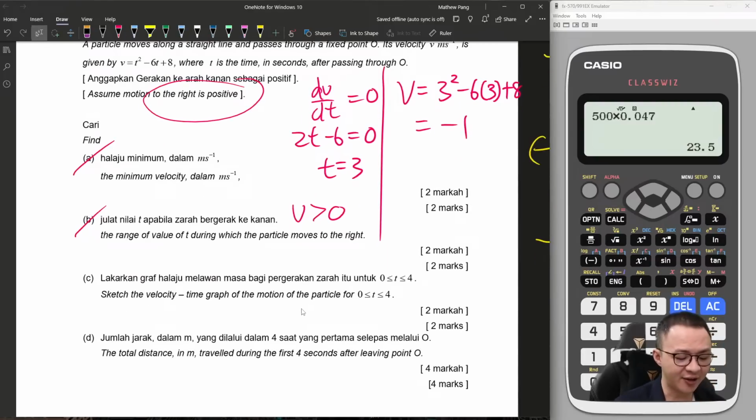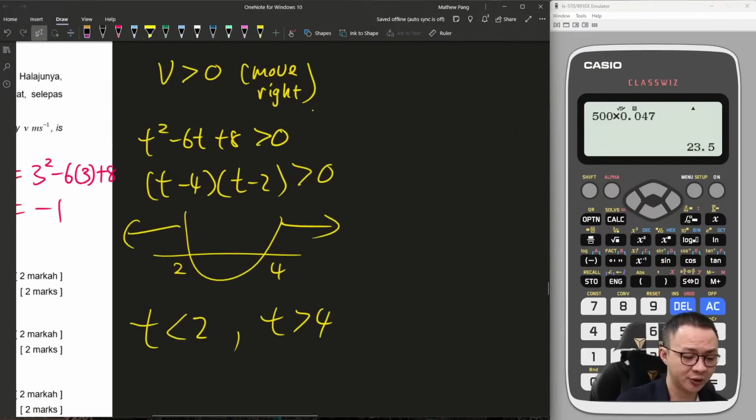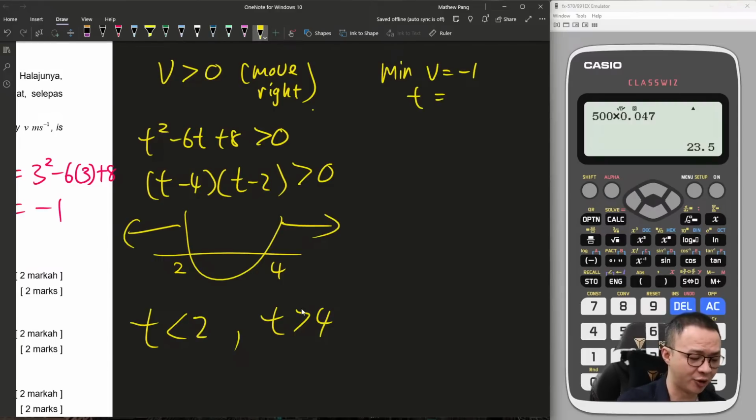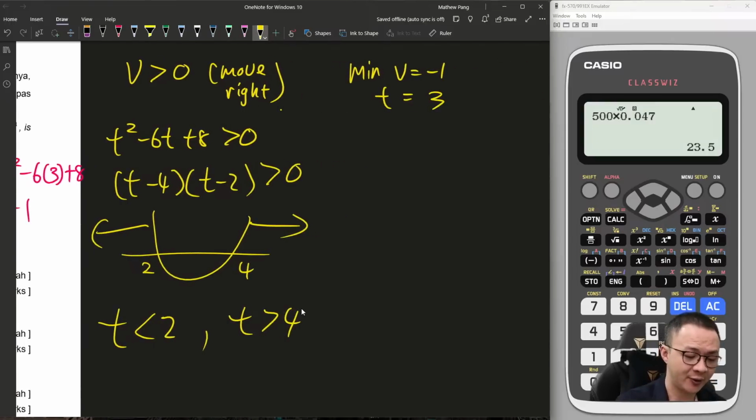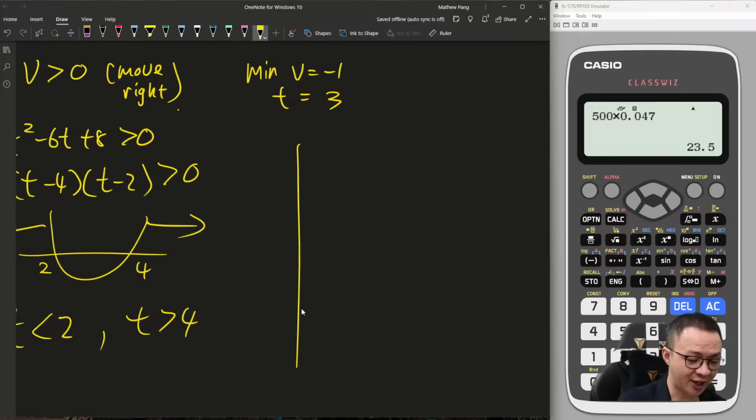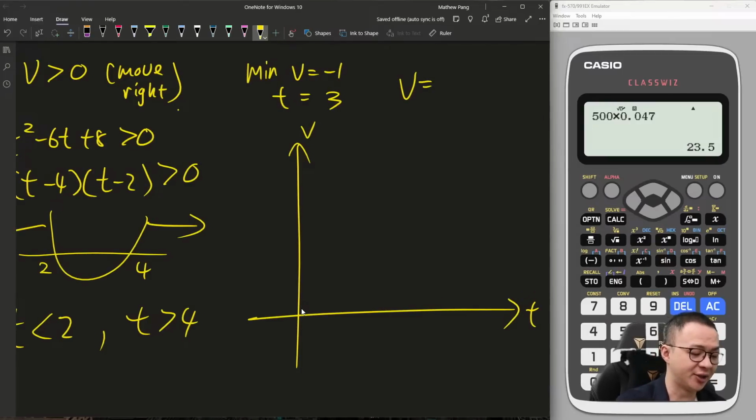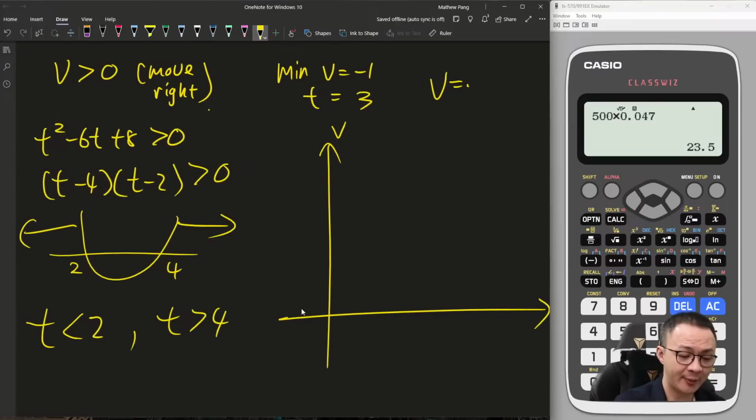The second part. Sketch the velocity-time graph for the motion from 0 to 4. Okay, cool. So we already know the minimum velocity, right? The minimum velocity is negative 1, which happens when time equals 3. Now if I want to draw the velocity-time graph, I definitely need my v equation: t squared minus 6t plus 8.